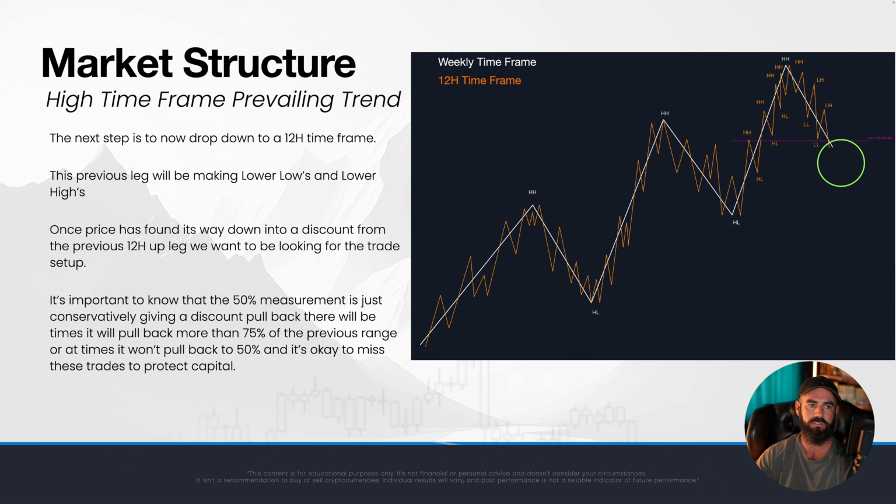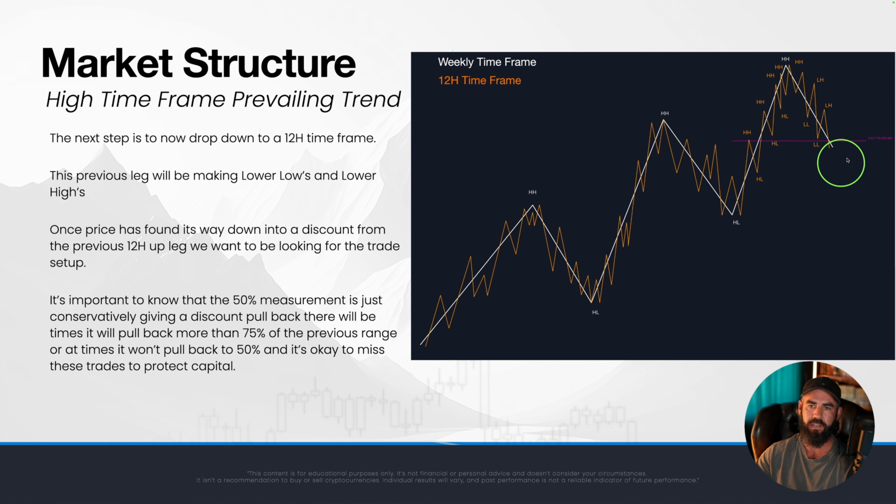The next step is now to drop down to a 12-hour time frame. Obviously, if you're on a 1 day, you can drop down to a 4 hour or something like that, but this is just for example's sake. We're saying weekly, so this would be a crude drawing of a 12-hour time frame if you were to drop down, looking at that trend structure. Once price has found its way down into a discount from the previous 12-hour leg up, we want to be looking for a trade setup.